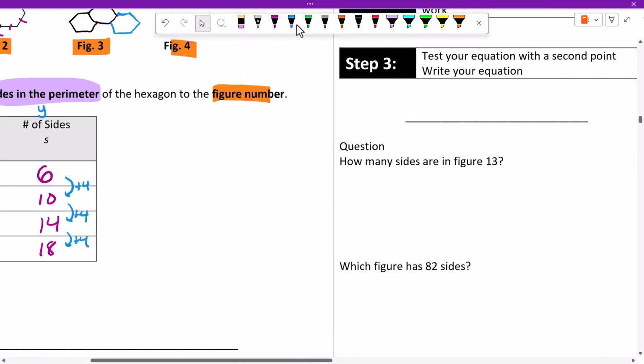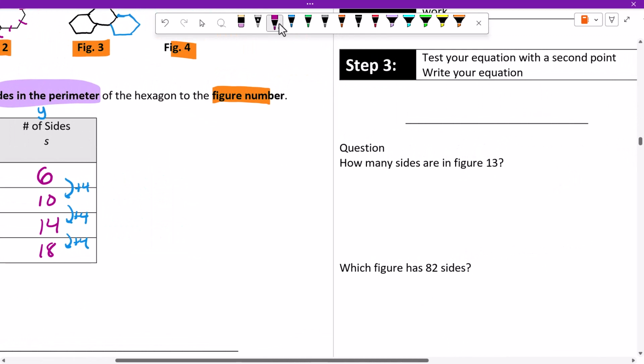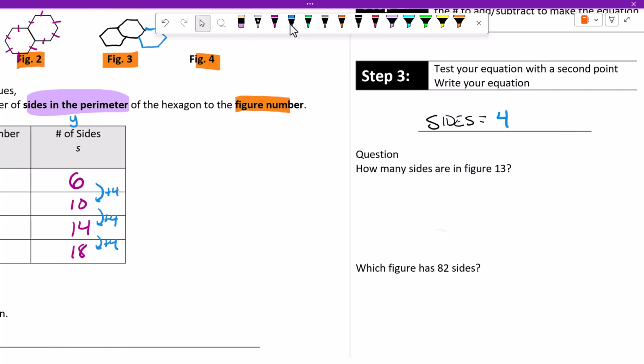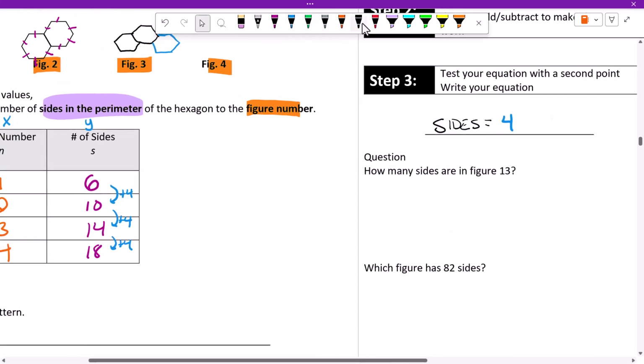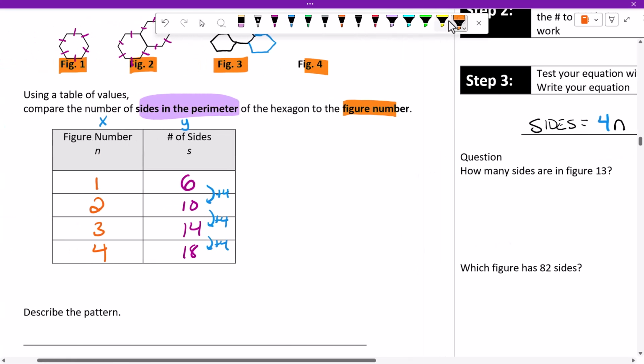So here, I'm going to start creating my equation. And I'm going to say it's sides equals, and the pattern that Ruben and Ryan figured out was, hey, it's going by 4, so I'm going to put a 4 here, and then instead of x, I'm going to put down the letter n. N for figure number, right? That's what they use right there. Okay? So we've created a partial equation. We just need to figure out what the constant is.